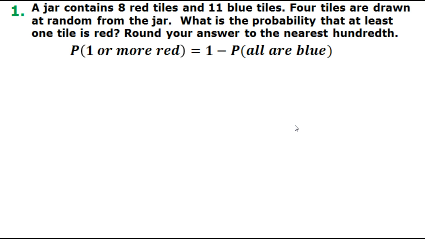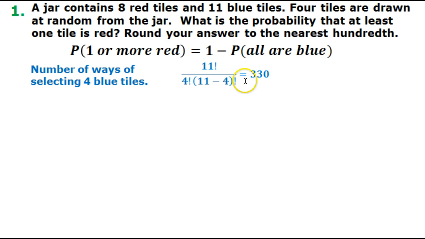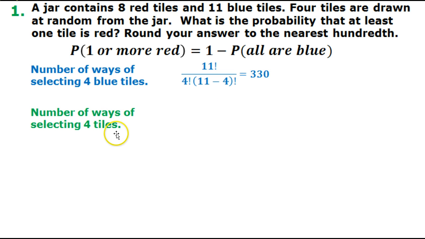Okay, so we've got 11 tiles here, of which 4 are going to be drawn at a time. So the number of ways of selecting 4 blue tiles from 11 is 11 choose 4. Then we can calculate the combinations of the total number of tiles drawn, 4 at a time. There are 19 tiles here, 8 plus 11, 19 tiles. We're going to draw 4 of them at a time, so the number of ways of selecting 4 tiles is 19 choose 4.